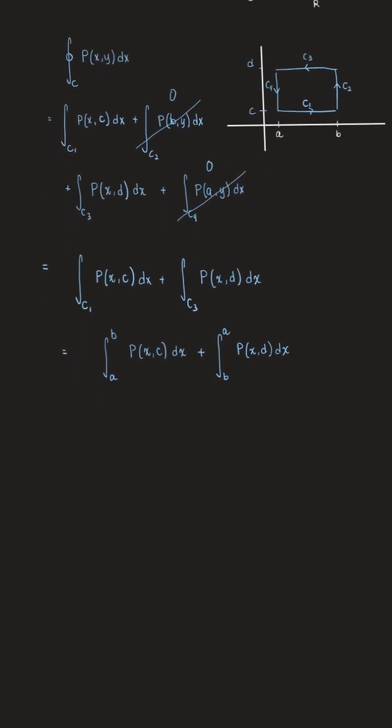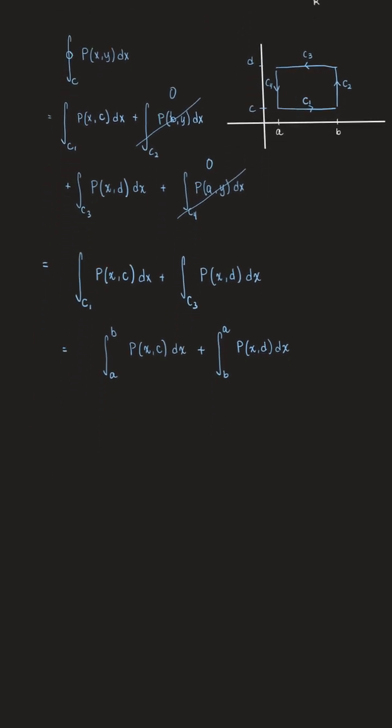And we can combine these two integrals by making the second one an integral from a to b and changing its sign. So this becomes the integral from a to b of P(x, c) dx, I'll put the dx at the end, minus P(x, d), and all of this is with respect to x. So that is the result of the line integral in Green's theorem on the left.